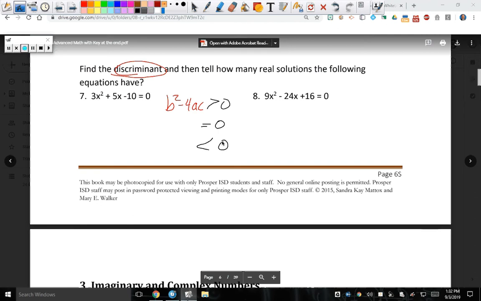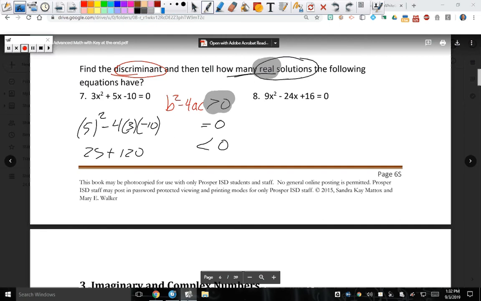So when I'm looking at this, I want to know how many real solutions do the following equations have. I can go straight to the discriminant test. I don't have to factor. I don't have to do the quadratic formula. I can use what I know of this kind of theorem-ish, and I can go straight to the answer. Okay? So B is 5, A is 3, and C is negative 10. I see 25 plus 120. I don't really care what the number is. I just know that it's going to be a positive. Do y'all agree? So because it's going to be a positive, how many real solutions do you think I'll have?